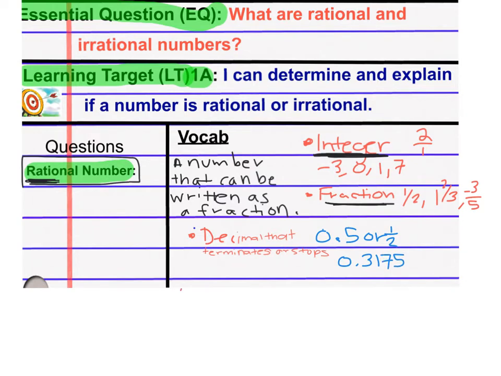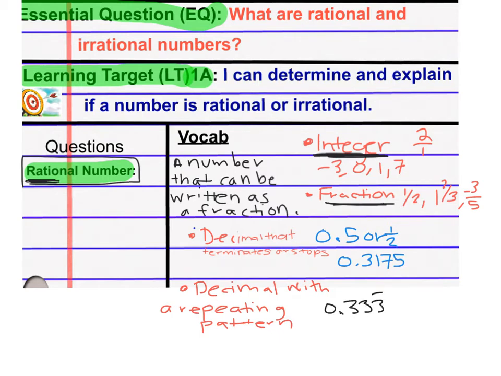All right, the last bullet point is a decimal with a repeating pattern. I'll give you a couple examples for that. Let's say you have something like 0.33333, and a lot of times we'll write it with a little line over it to show that it goes on forever, 0.3 repeating. That can still be written as a fraction. You might be familiar with this one, 1/3.